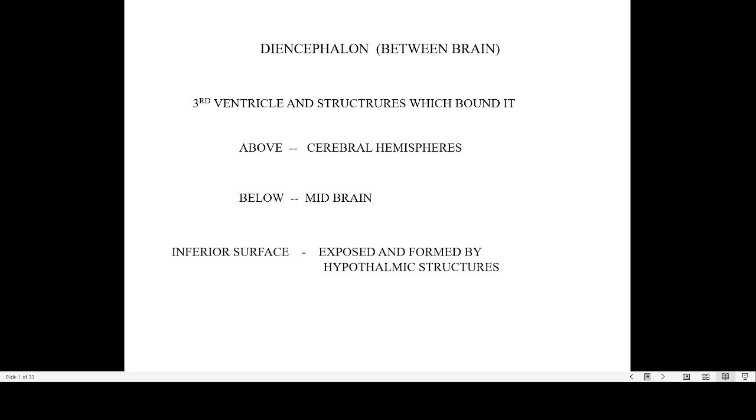The diencephalon is a part of the forebrain. It is called the between brain. The region of the diencephalon is the third ventricle and the structures which are bounding the third ventricle. Above there are the cerebral hemispheres, below the midbrain, and the inferior surface is exposed and formed by the hypothalamic structures.